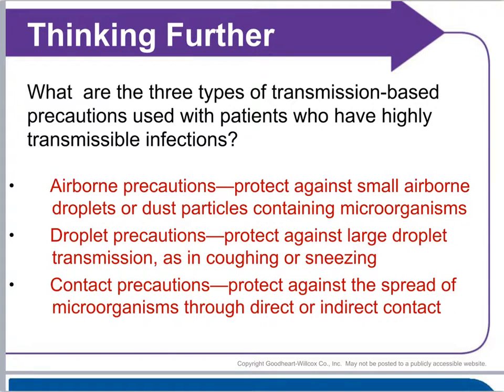airborne precautions, which protect against small airborne droplets or dust particles containing microorganisms. Droplet precautions protect against large droplet transmission, as in coughing or sneezing. And contact precautions protect against the spread of microorganisms through direct or indirect contact. So this is where you would be wanting to wear one of those jumpsuits, booties, hat, gloves, face shield, mask, the whole nine yards.